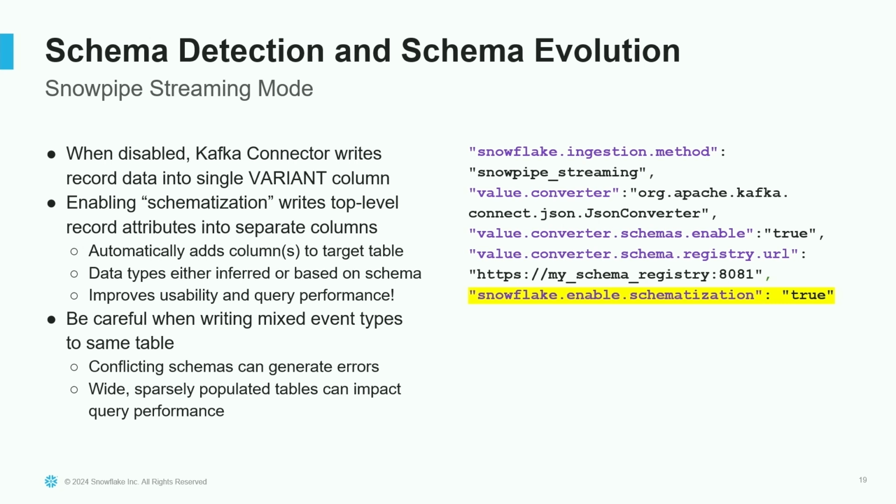This is really good for improving the usability of your raw data. It's also good for optimizing query performance if you're querying data directly, because Snowflake prunes best on top-level columns of the streaming data. But there are cases where you may not want to use it. One example would be, let's say you have a topic with multiple message types.